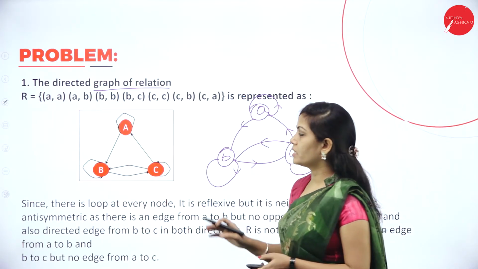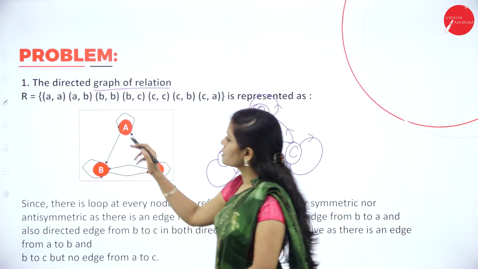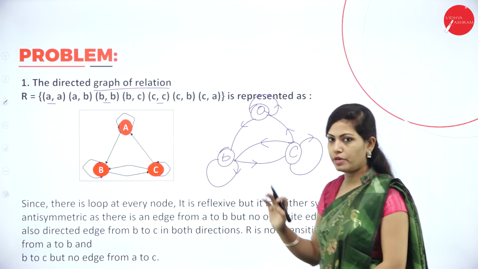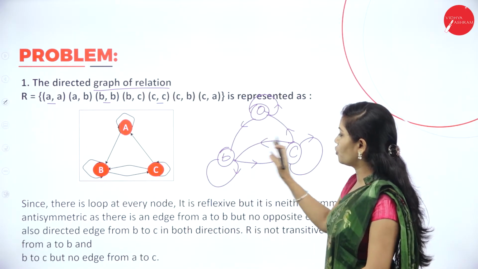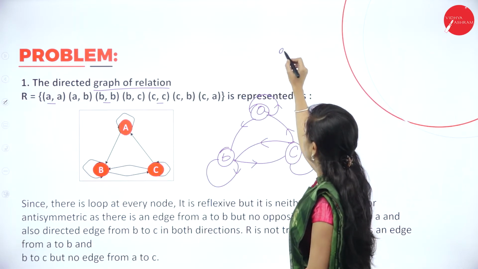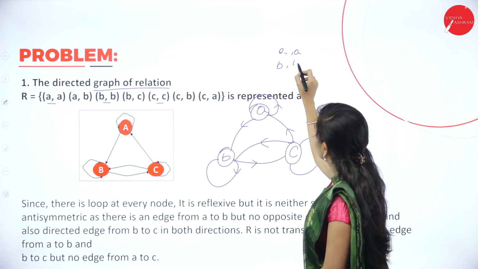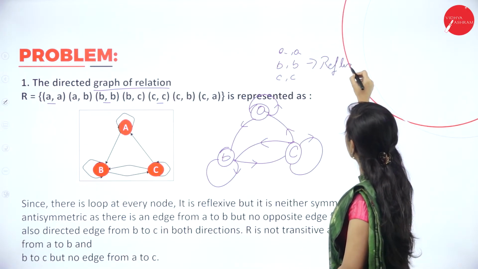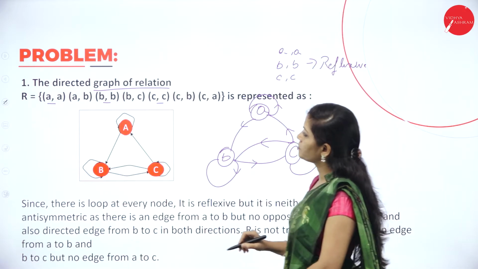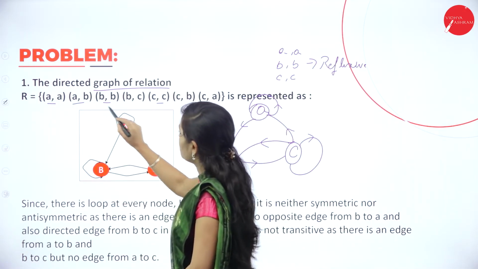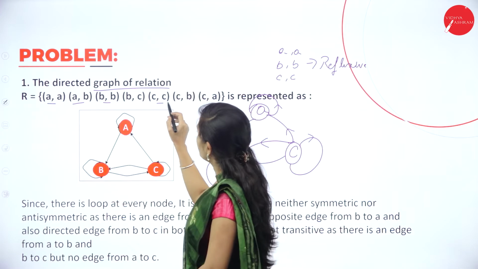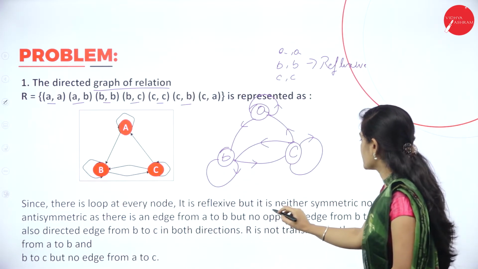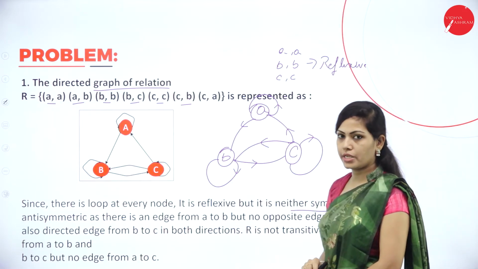Here you need to check whether it is reflexive or not. So we have A, A, B, B, C, C. It is reflexive, as we have a self loop for the three set elements A, B, C. So it is the reflexive property. And we have AB, but BA is not there, and we have BC, and CB is there. So it is neither symmetric nor asymmetric.